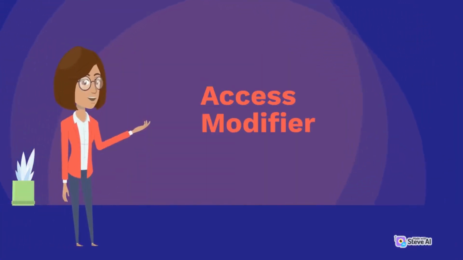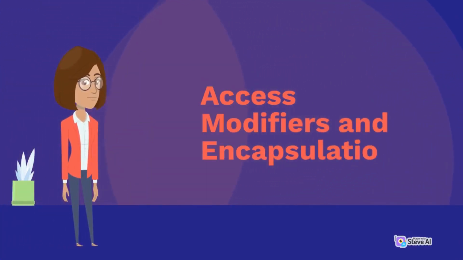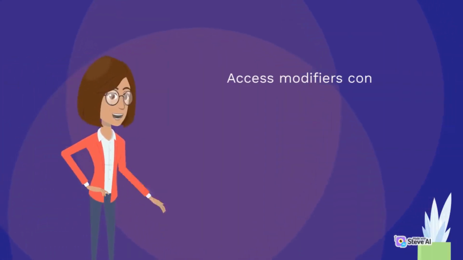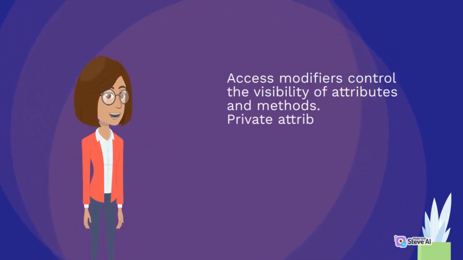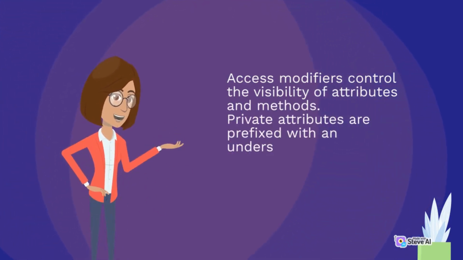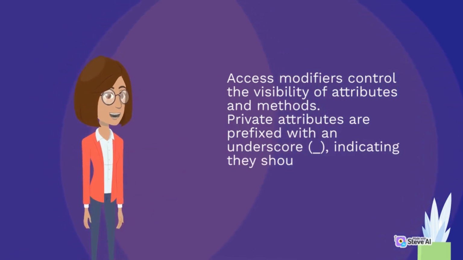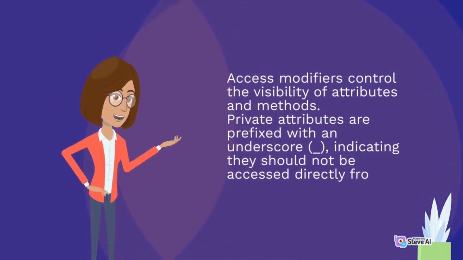Access modifiers and encapsulation. Access modifiers control the visibility of attributes and methods. Private attributes are prefixed with an underscore, indicating they should not be accessed directly from outside the class.